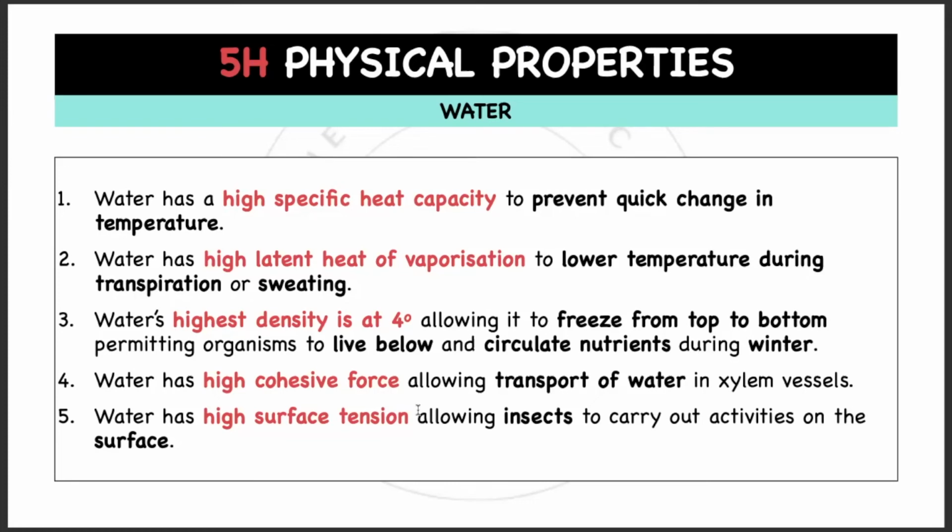There are actually 5. I call it the 5H. So first, water has high specific heat capacity, and it's important to prevent quick change in temperature. Why? Because a lot of heat is required to raise the temperature by 1 Kelvin. Next, water has high latent heat of vaporization to lower temperature during transpiration or sweating, meaning that a lot of heat is required to vaporize the water, to change water from liquid to gaseous state.